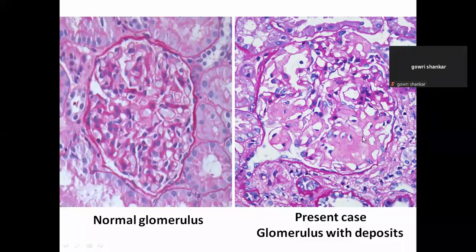But this is amyloid. This is a PAS negative material. And look at the capillary loops. They are just fine. They are not showing any RBCs, they are not showing any congestion, they are not markedly dilated. So what you are seeing is PAS negative material which is deposited in the mesangium.